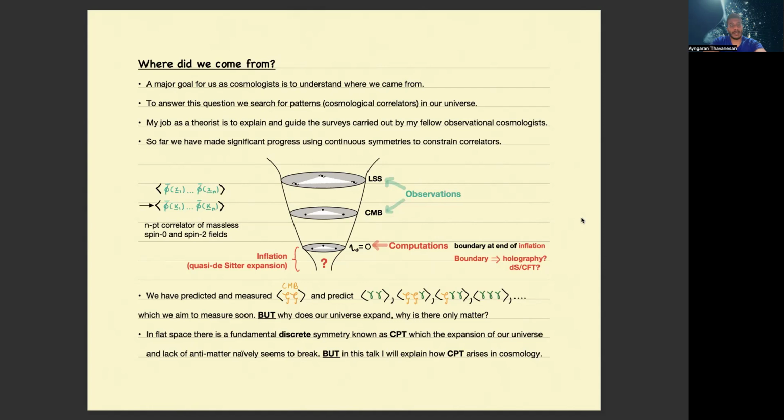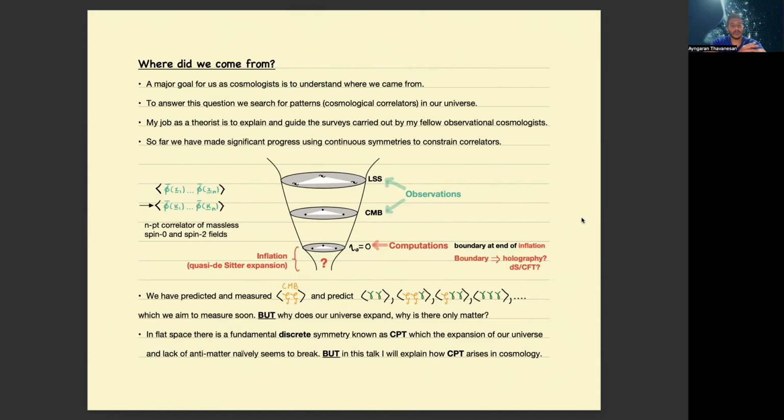And we have predicted and measured the scalar 2-point function, which was measured in terms of the temperature correlation function of the cosmic microwave background, as well as the matter power spectrum in the large scale structure. And we hope to now go on and predict and measure the graviton 2-point function, as well as higher point correlation functions of the scalar and graviton functions. And we hope to measure these soon in the upcoming surveys.